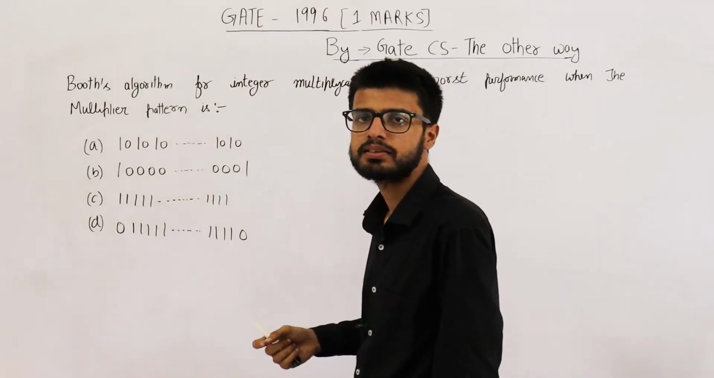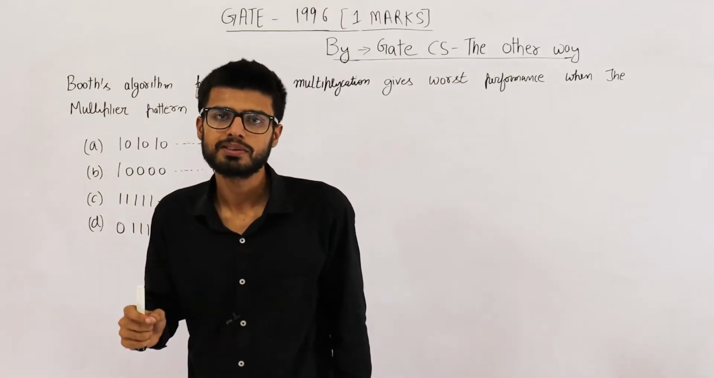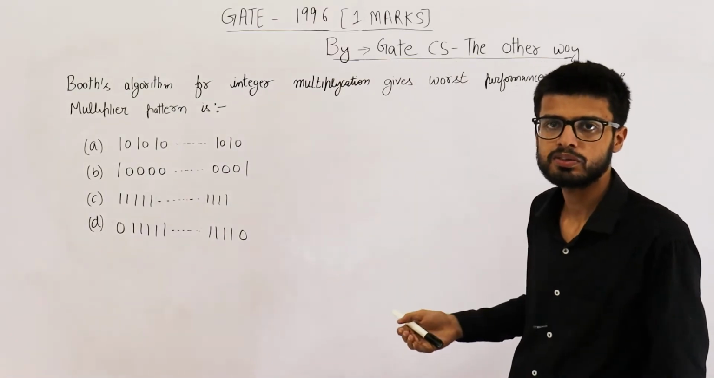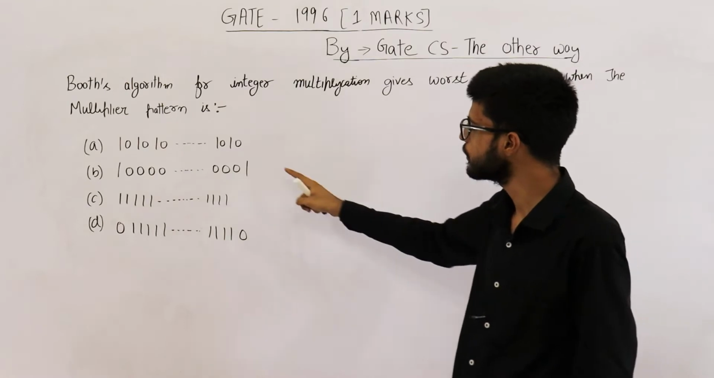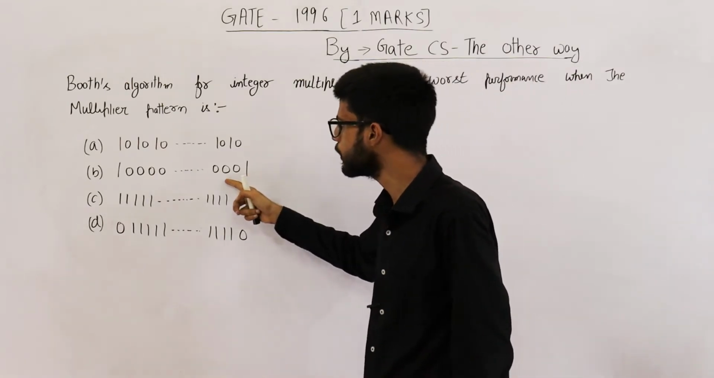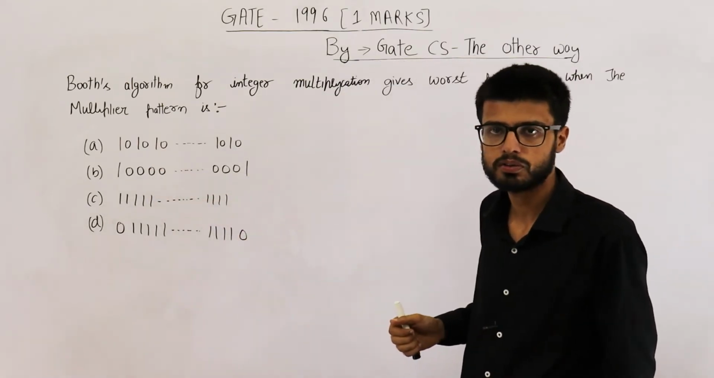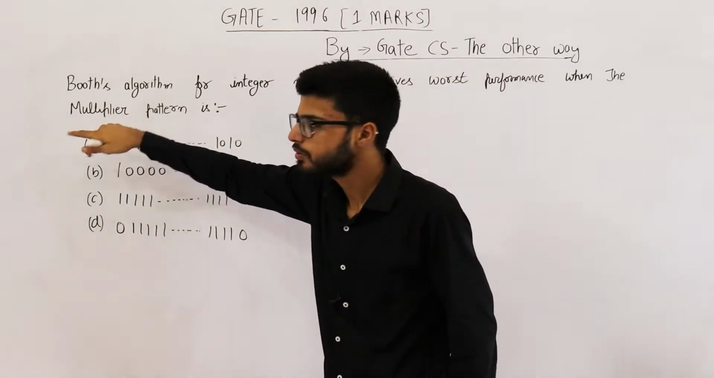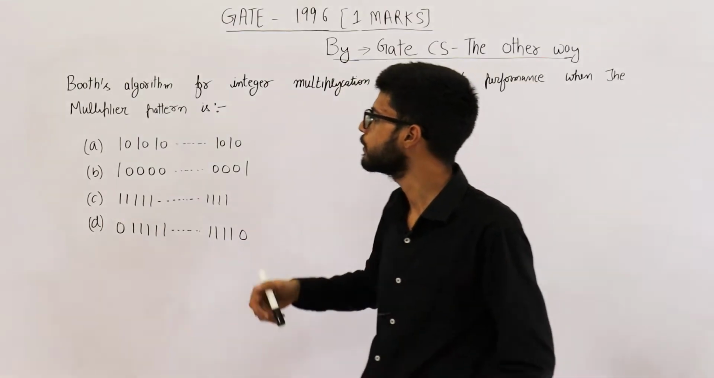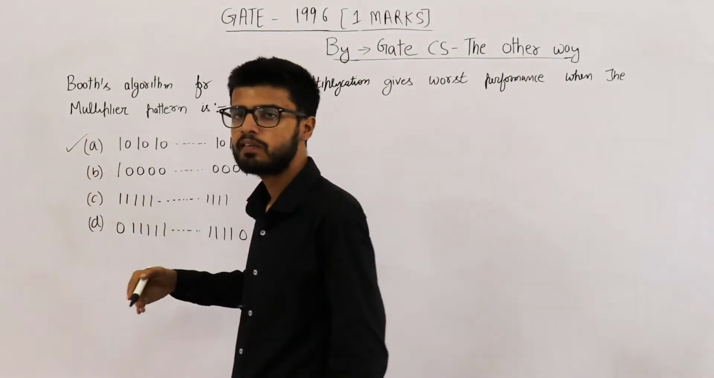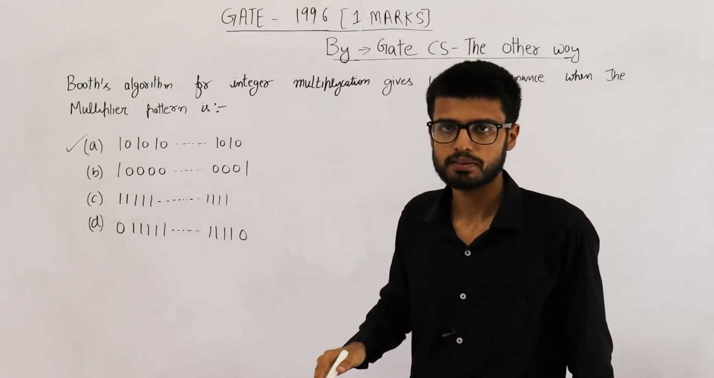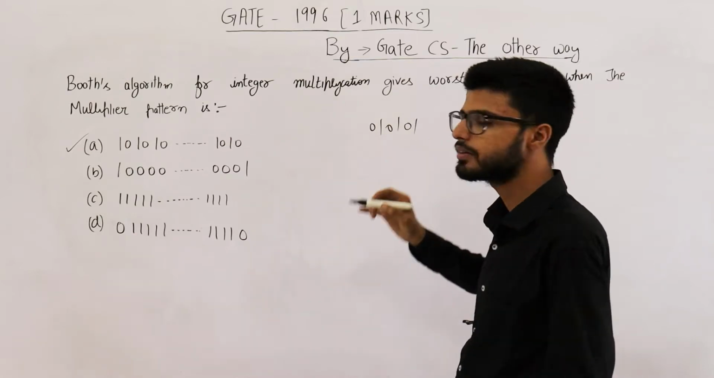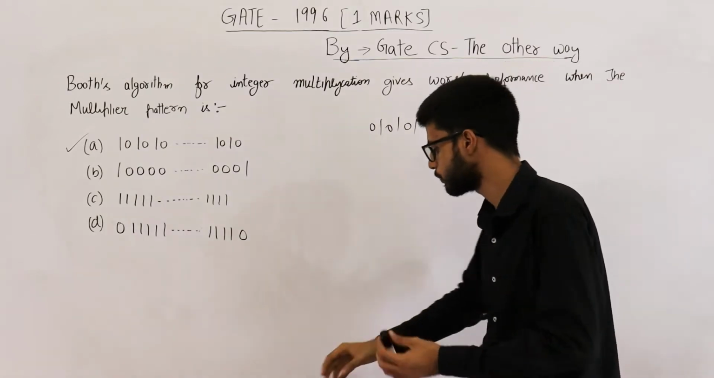Now in my theory lectures, I've already discussed that Booth's algorithm prefers such multipliers in which you have continuous zeros or continuous ones. You can see all of these three options have continuous blocks of zeros or continuous blocks of ones. So these are good inputs for multipliers of Booth's algorithm. Okay. Option A is the worst case because you have alternating zeros and alternating ones. See, 1, 0, 1, 0, 1, 0. This is the worst input of a multiplier for Booth's algorithm.